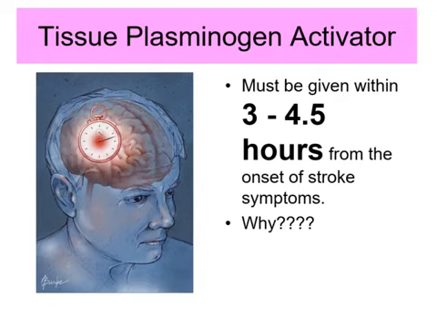Again, with the TPA, it can be given within 3 to 4.5 hours of the onset of stroke. There are some risk factors with it, and those include brain bleeds, GI bleeds, death. But it can turn you around.